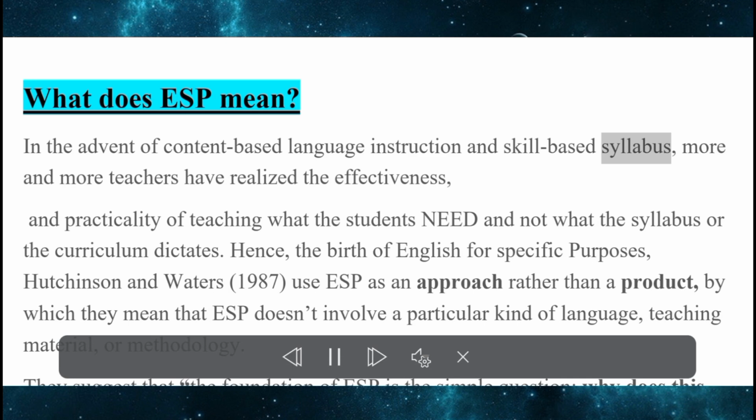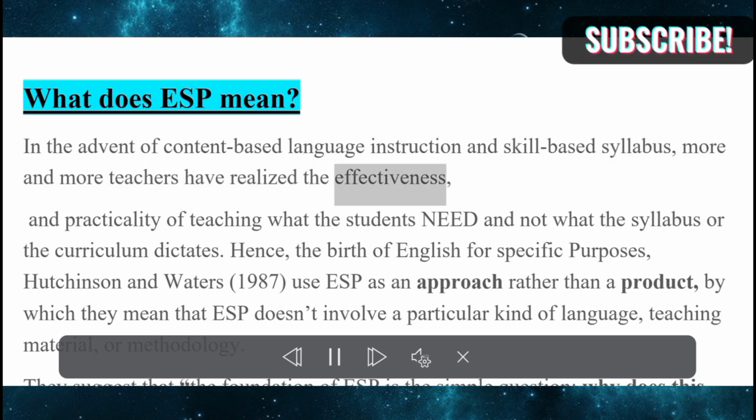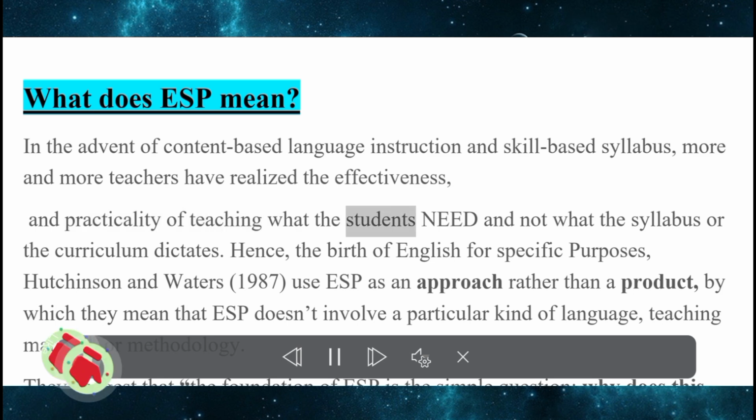and skill-based syllabus, more and more teachers have realized the effectiveness and practicality of teaching what the students need and not what the syllabus or the curriculum dictates. Hence, the birth of English for specific purposes.